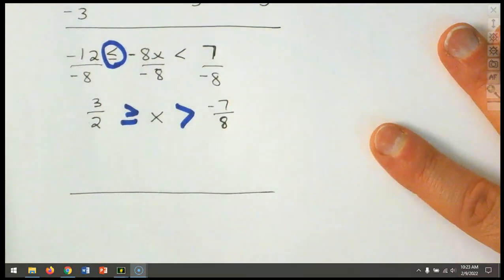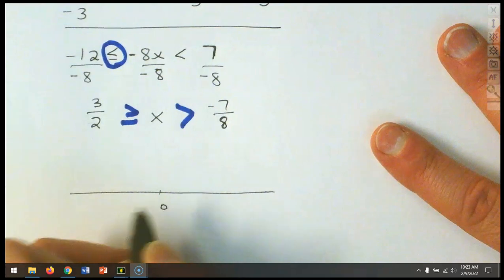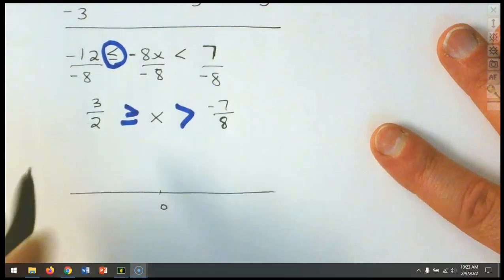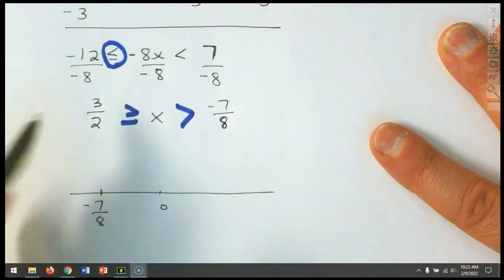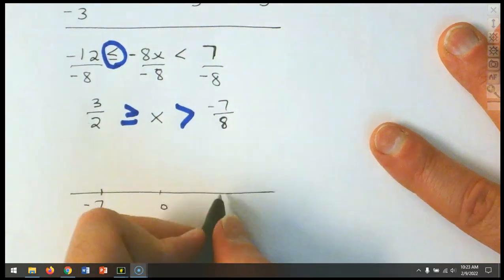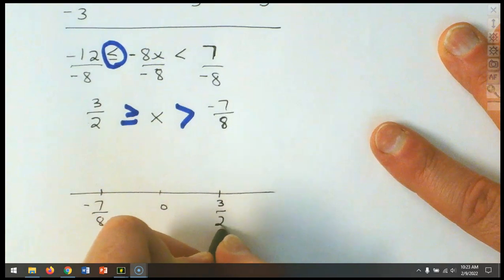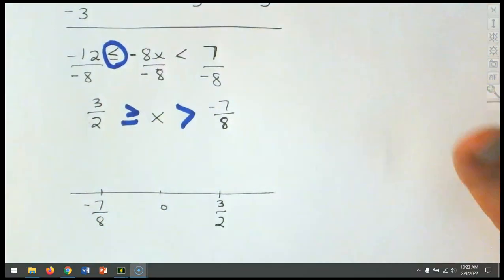We flipped our inequality symbols, right? So that means the order in which they go on the number line also has to flip. Because here's going to be our 0. And negative 7/8, well, negative 7/8 is back here. And 3/2 is where? Over here. So see, they flipped around. Why do they flip around? Because you flipped the inequality. And you have to make sure that the negatives are on the left, positives are on the right.